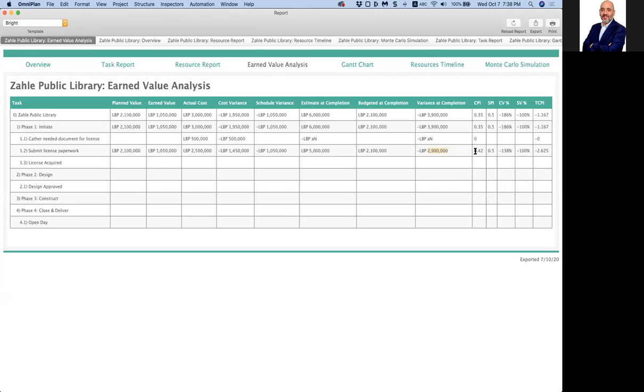والكوست بيرفورمانس اندكس تبعك 0.4 تو باد. سكجول بيرفورمانس اندكس ماشي at 50% progress كمان تو باد. سكجول الكوست فارينس برسنتج اعطيني اياه، والسكجول فارينس برسنتج والتو كومبليت بيرفورمانس اندكس اعطيني ماينس 2.625. يعني ترجع تو بوت ات اون تراك بدي استعمل هيدا البرفورمانس اندكس. So this is earned value analysis.